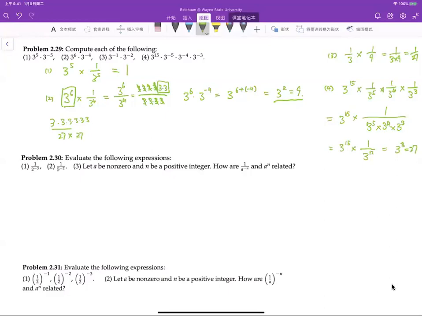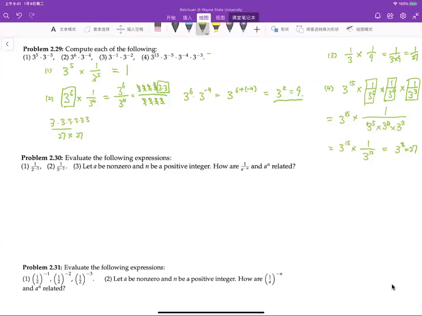So in this case, there are two ways to do that. First, you can apply the definition of negative exponents, just like what Victor did. So you transform all of the exponents into fractions and then multiply them together. Or you can use the property directly.